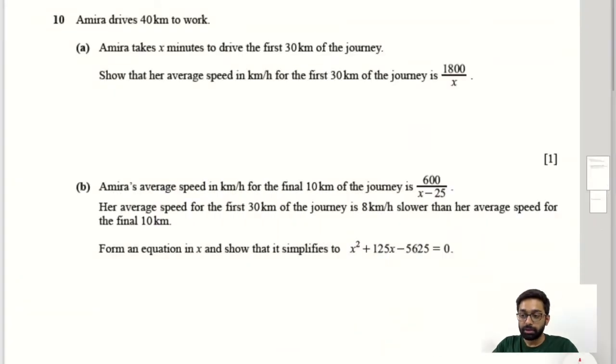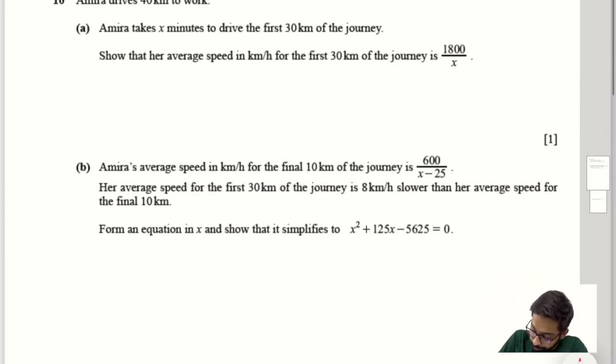Let's get started. So Amira drives to work, and she takes a journey of 40 kilometers to work. Amira takes X minutes to drive the first 30 kilometers of the journey. Show that her average speed in kilometers per hour for the first 30 kilometers of the journey is 1800 over X. Okay, in order to find the average speed, you need to divide the total distance by the total time taken. So this is what you do.